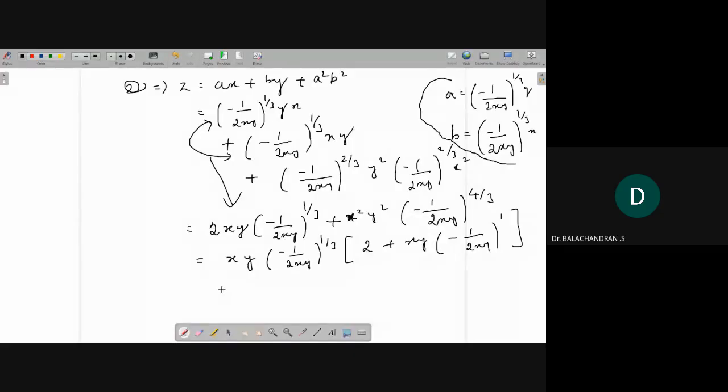Now this is equal to xy minus 1 by 2xy whole power 1 by 3. The xy gets cancelled, so minus 1 by 2. So 2 minus 1 by 2 is 3 by 2. Okay, so you can write this is equal to 3 by 2. In the next step, you can write.